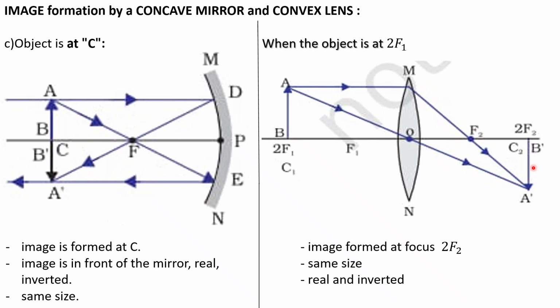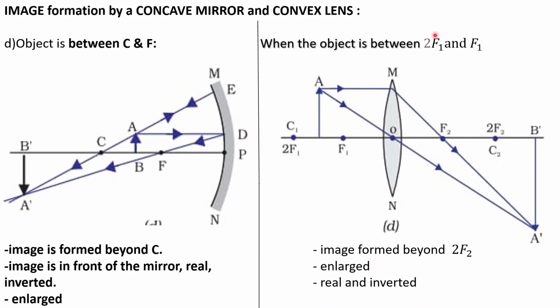The image is of the same size as the object. So in both the cases, remember, at the center of curvature, in the case of a concave mirror and the convex lens, when the object is placed at C, the image is also formed at C and is of the same size. And in both the cases, the images are real and inverted.